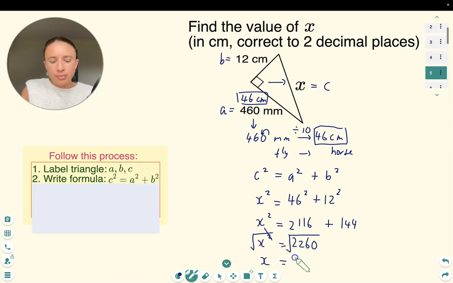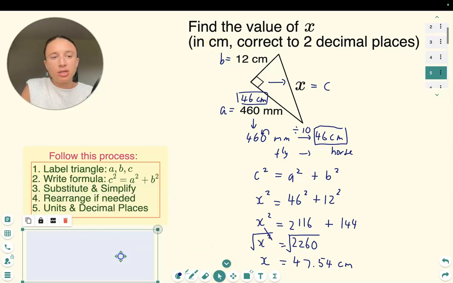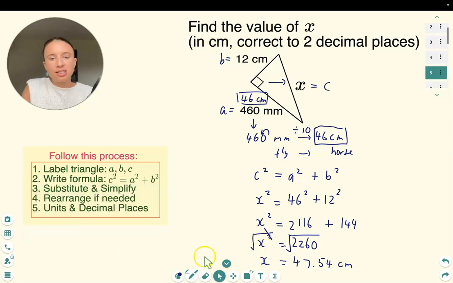And that is 47.54 if we're going to 2 decimal places. Okay, and then units, we plugged in centimeters, so we should get out centimeters. And luckily they want our answer in centimeters too. So that's what you want to check as your last step is units and decimal places, okay?